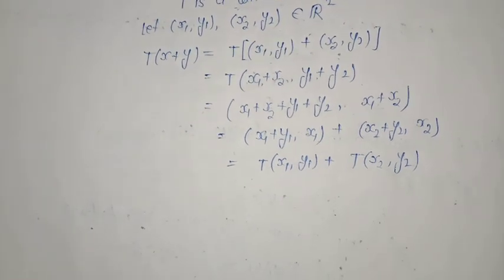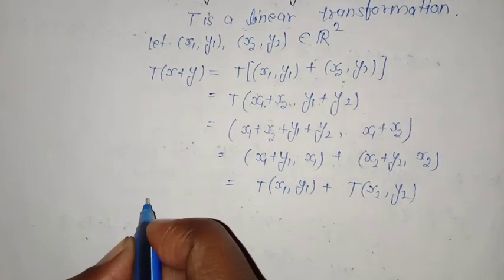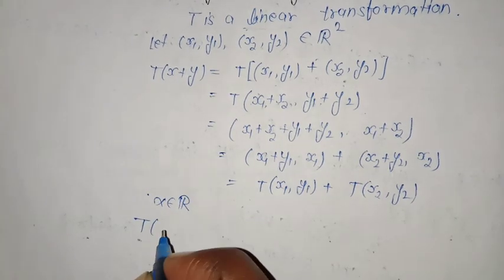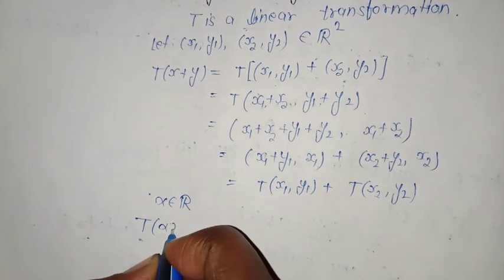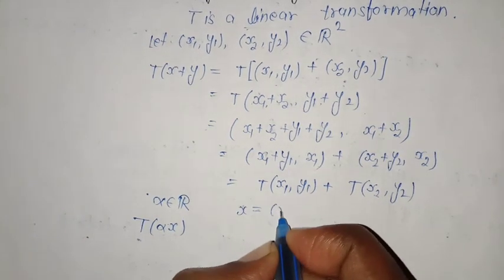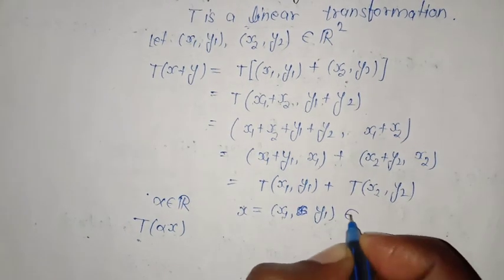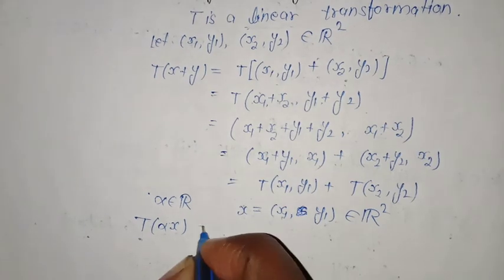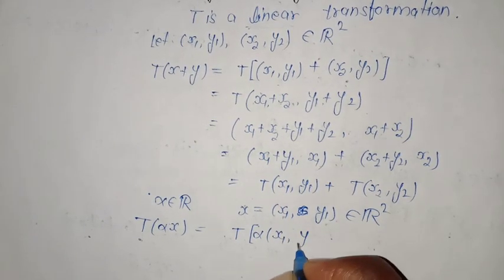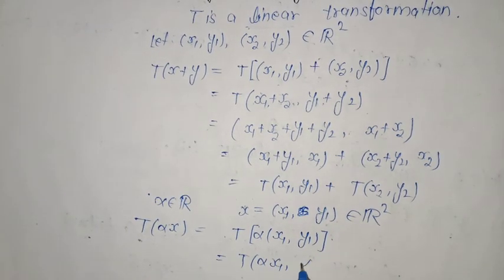For that, we have to choose one scalar from the field R. So let alpha belong to R. T of alpha x, where x is (x1, y1) belonging to R square. So T of alpha x becomes T of alpha times (x1, y1). That can be written as T of (alpha x1, alpha y1).